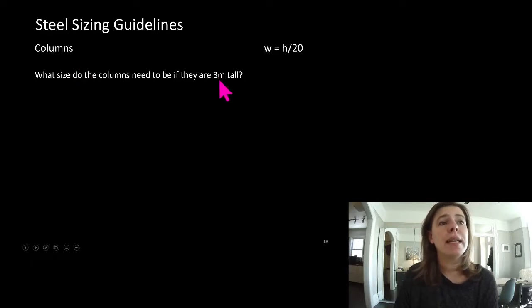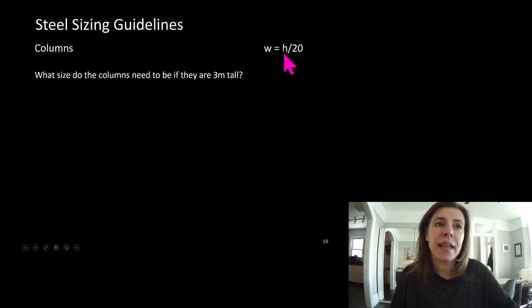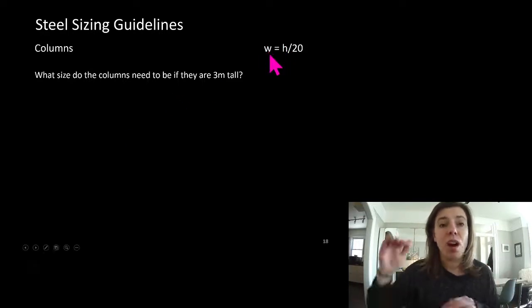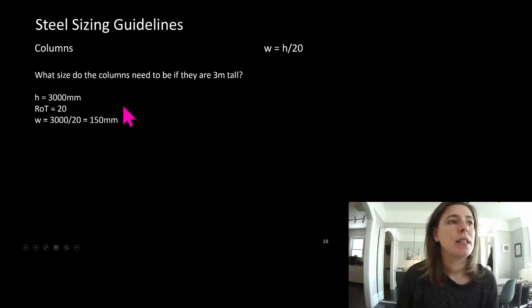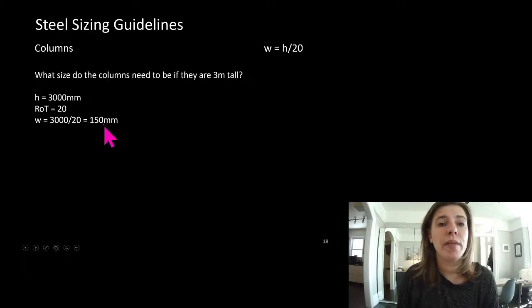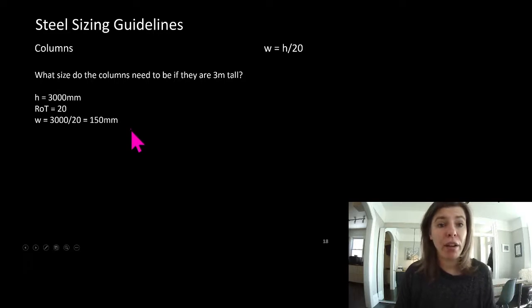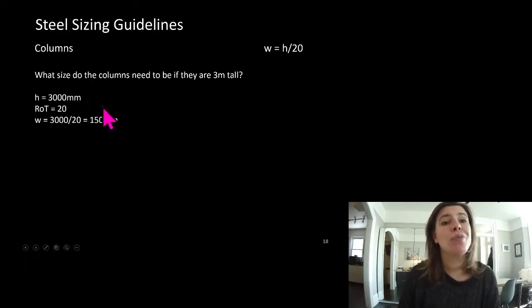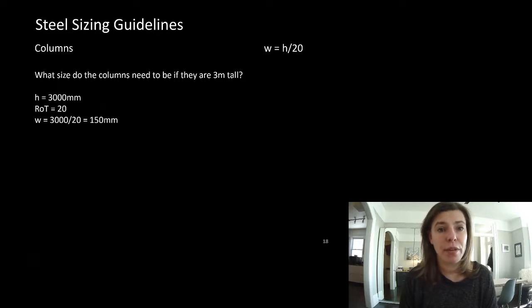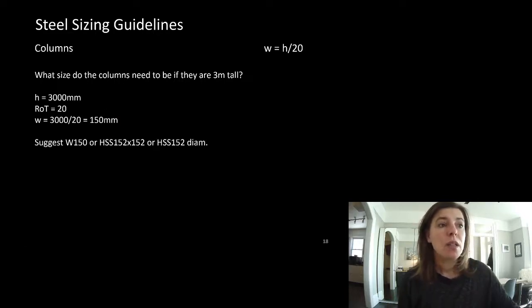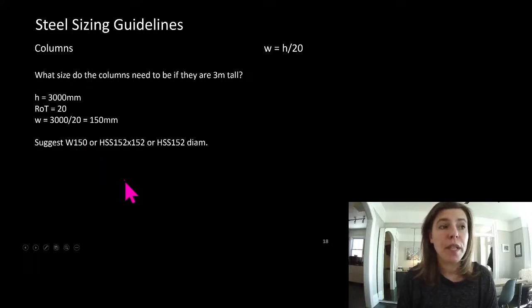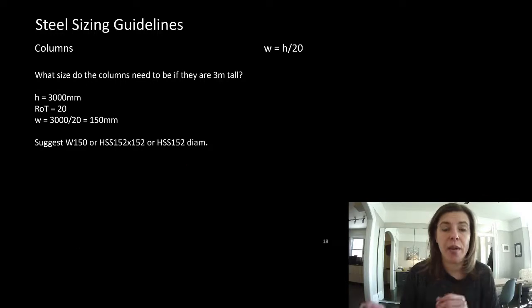So if our column is 3 meters tall, what dimension should we make it? Well, our sizing guideline is our width, or our dimension, is our height divided by 20. So 3 meters divided by 20 is 150. That's the minimum dimension of the smallest size. It can be bigger, we have no problem with that, but we want to draw something that is 150 millimeters big, no matter what. So maybe we'd use a W150 or an HSS 152 by 152 or a round HSS 152 diameter section.